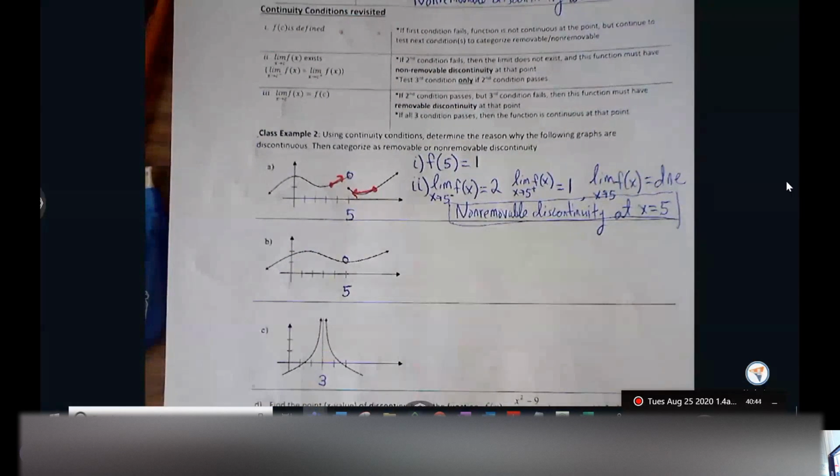Okay, any questions so far? We're just walking through the conditions here. Okay, let's look at part B. We're going to step through each condition and see if we can prove, using the continuity conditions, what type of discontinuity we're dealing with.